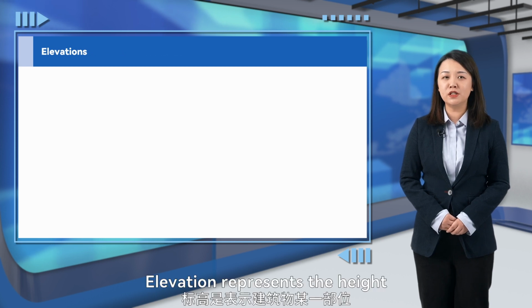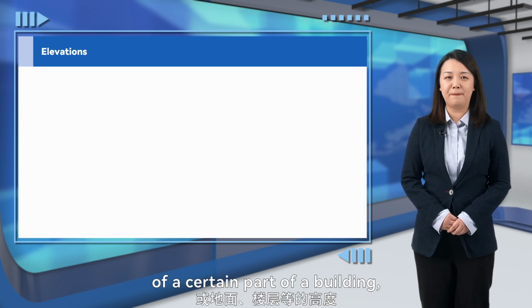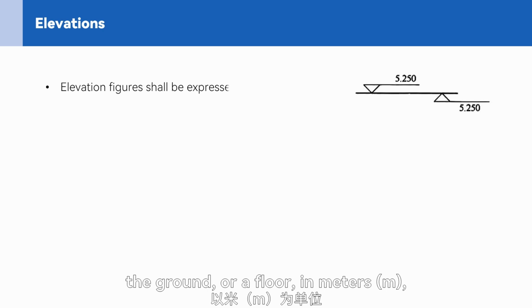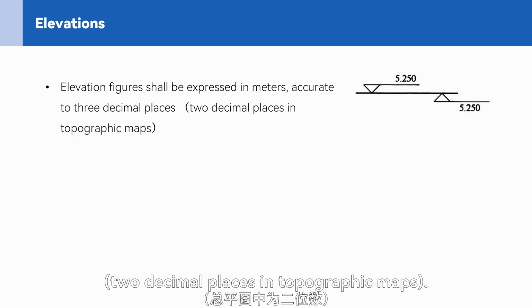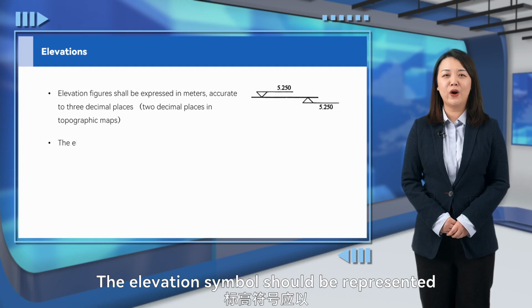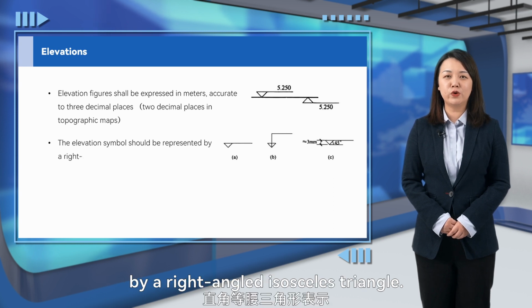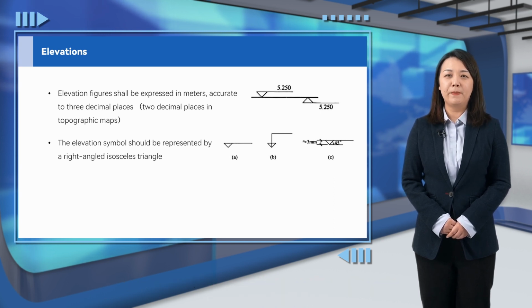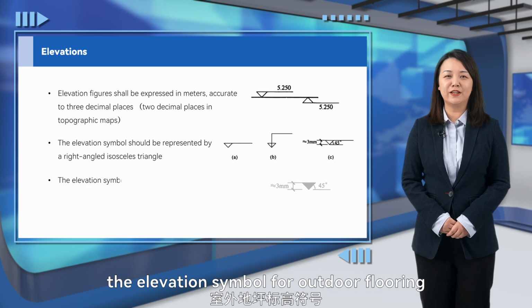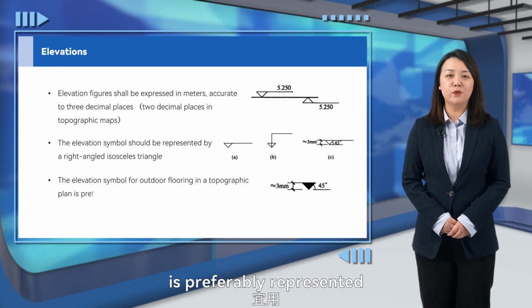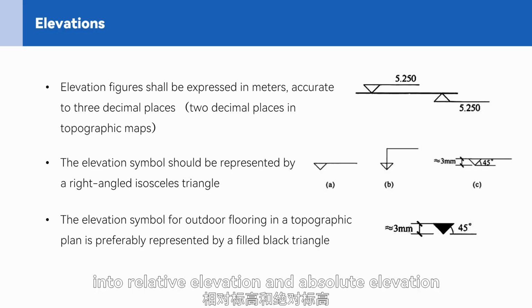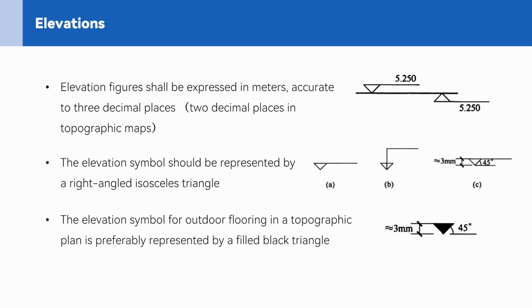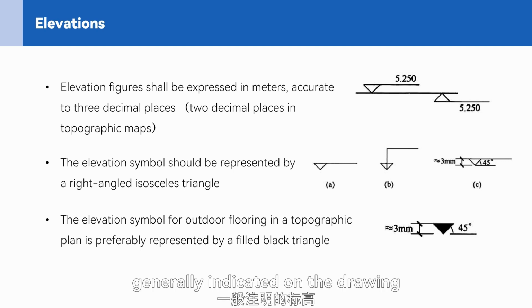Elevation. Elevation represents the height of a certain part of a building, the ground, or a floor, in meters, accurate to 3 decimal places, 2 decimal places in topographic maps. The elevation symbol should be represented by a right-angled isosceles triangle. In a topographic plan, the elevation symbol for outdoor flooring is preferably represented by a filled black triangle. The elevation is divided into relative elevation and absolute elevation. The elevation generally indicated on the drawing is the relative elevation.